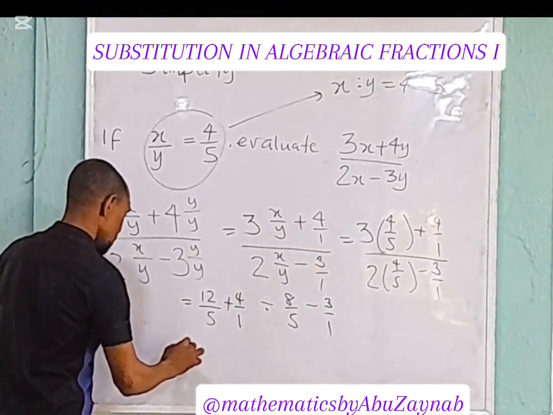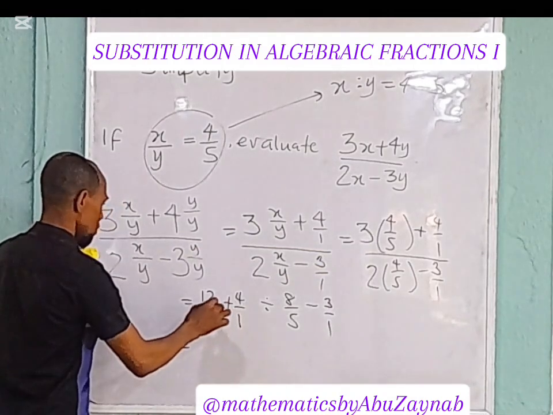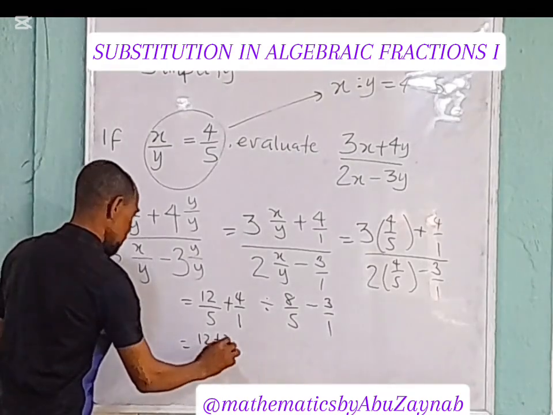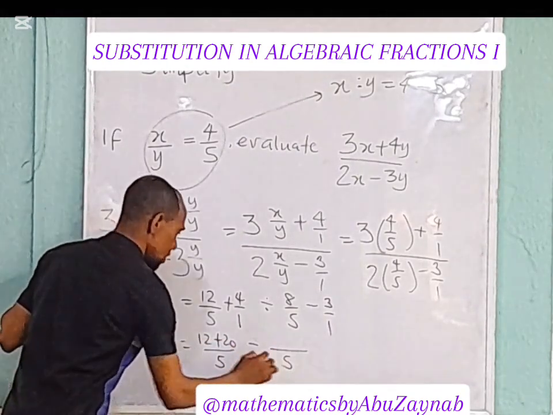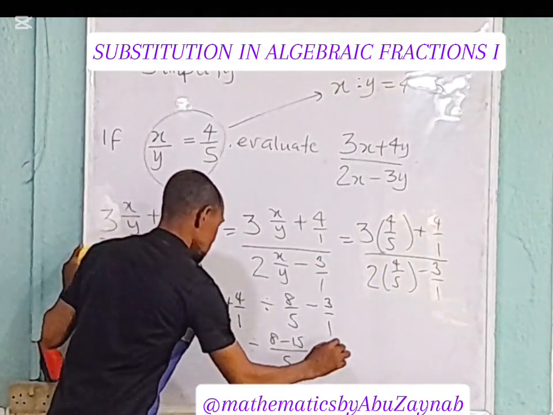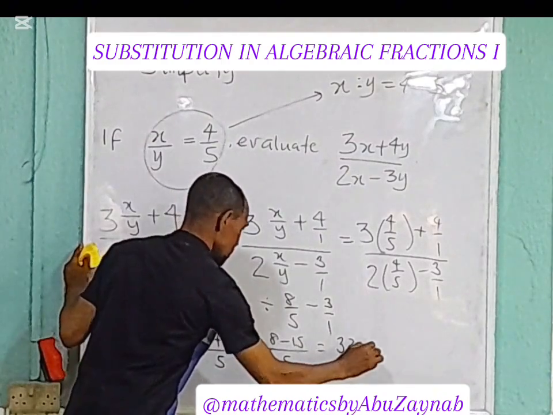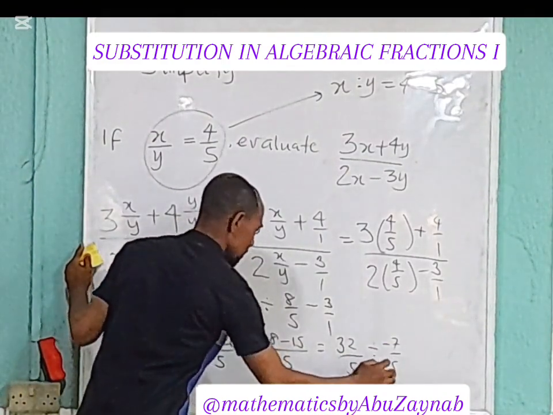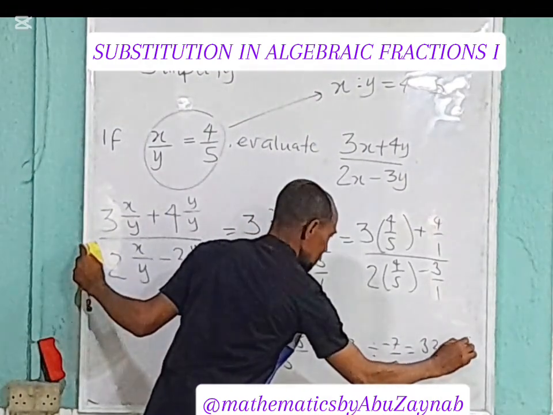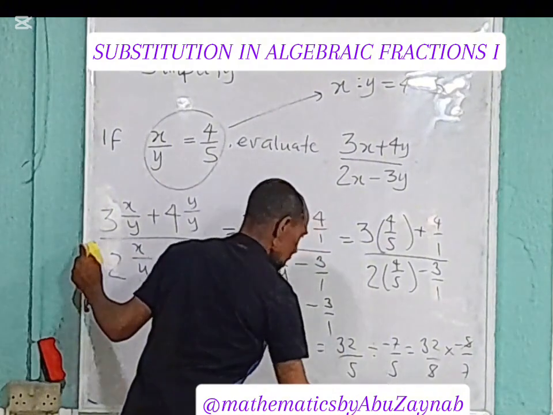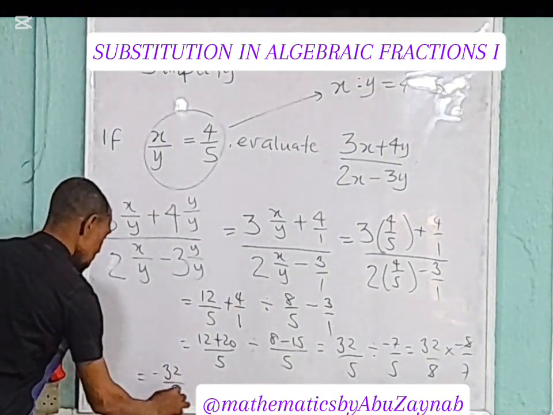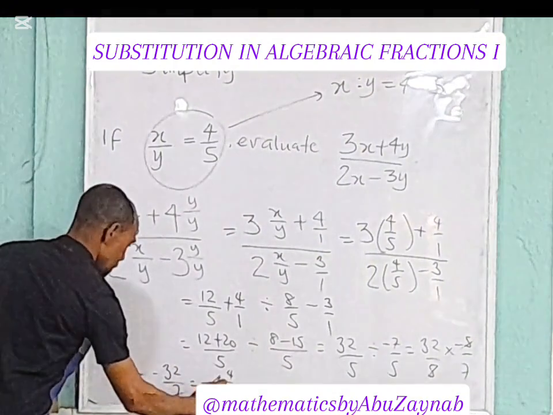So this results in 12 over 5 plus 4 over 1. The LCD is clearly 5. That is 12 plus 20 divided by, likewise here, the LCD is 5. That's 8 minus 15. And that results in 32 over 5 divided by minus 7 over 5. Which is pretty much the same answer we got earlier, minus 5 over 7. So the answer eventually becomes minus 32 over 7, or minus 4 over 7.